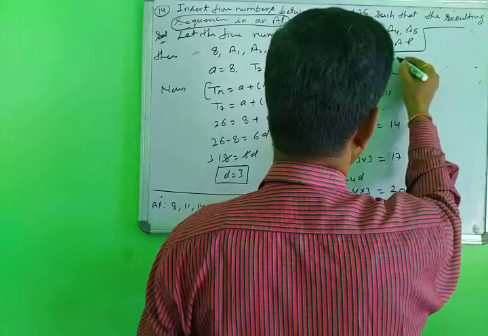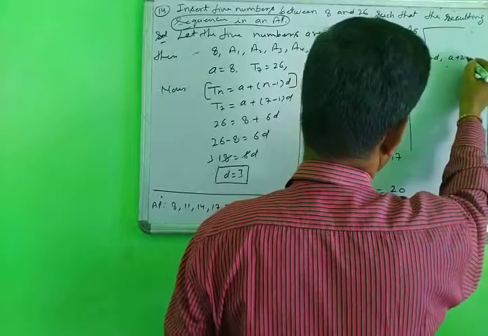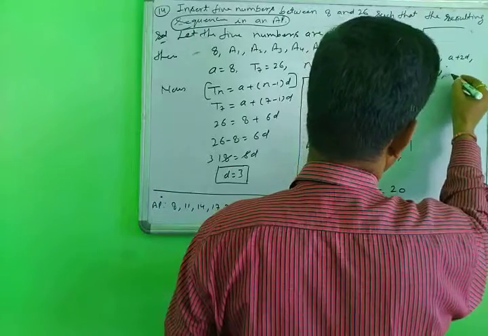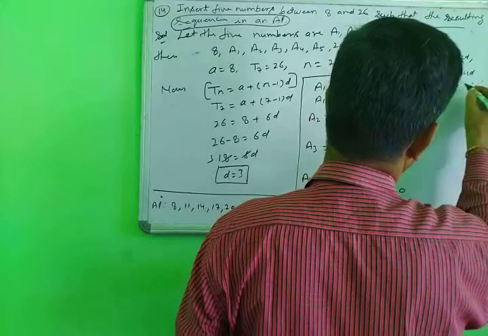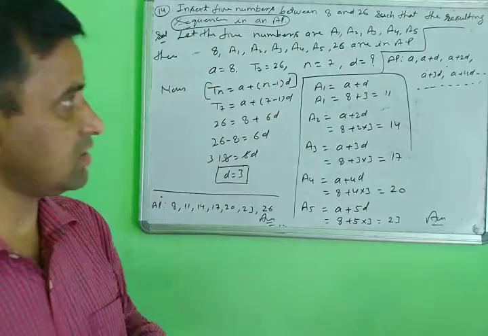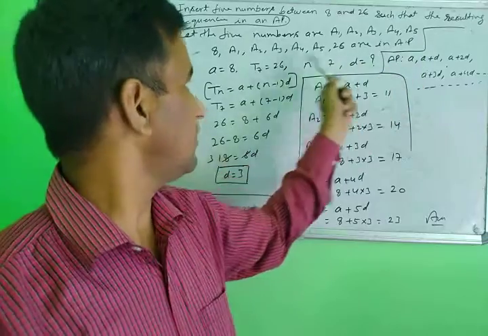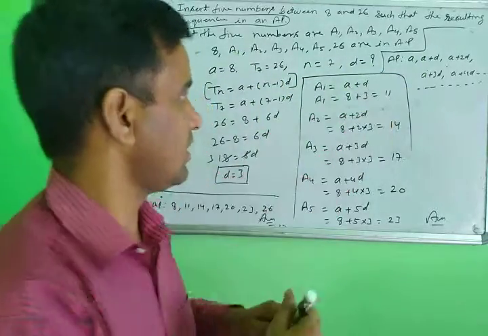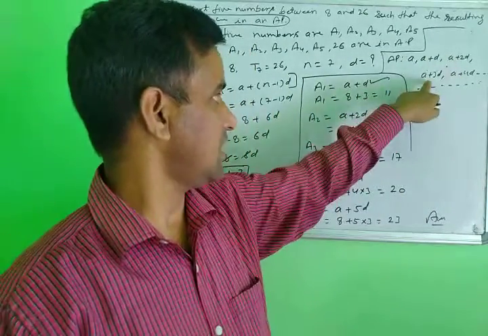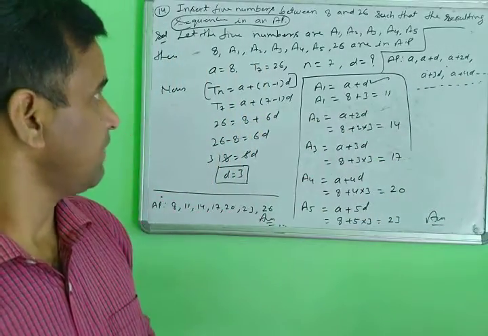What is the general form of the AP here? The first term is A, the second is called A plus D, the third is called A plus 2D, the fourth is called A plus 3D, next A plus 4D. This is called the standard form of the AP. The first term A is already given as 8. The second term is A plus D, already mentioned here. Next is A plus 2D, next A plus 3D, A plus 4D, and next is A plus 5D. Every term is mentioned here. Yes, note down the next.